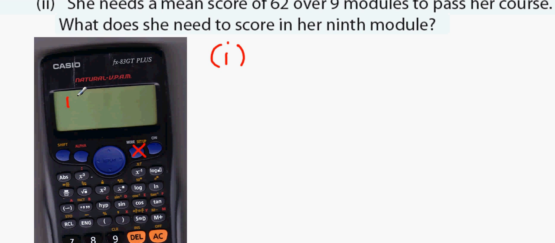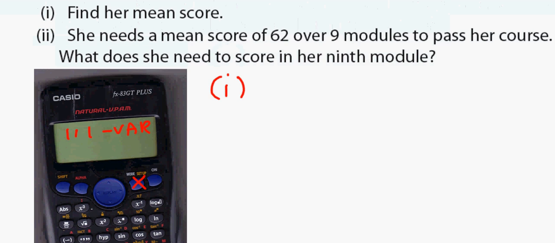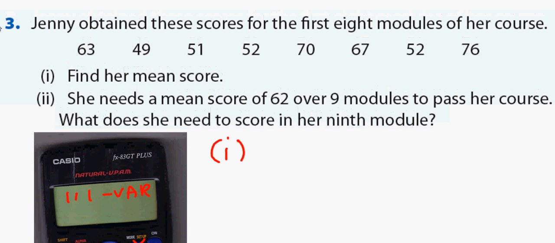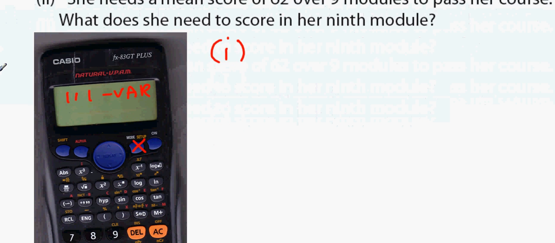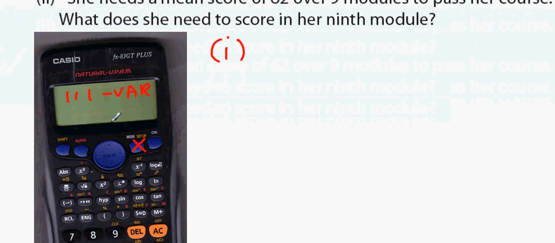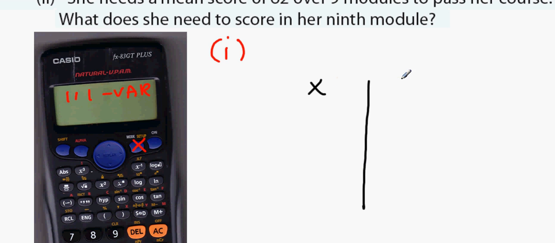Number 1 means one variable, which means you have one set of data to input, and the only thing we have to input is scores. So the variable is score, and we click the number 1. Once we click the number 1, you'll be met with a table. The table will have X, and something called frequency on the right.